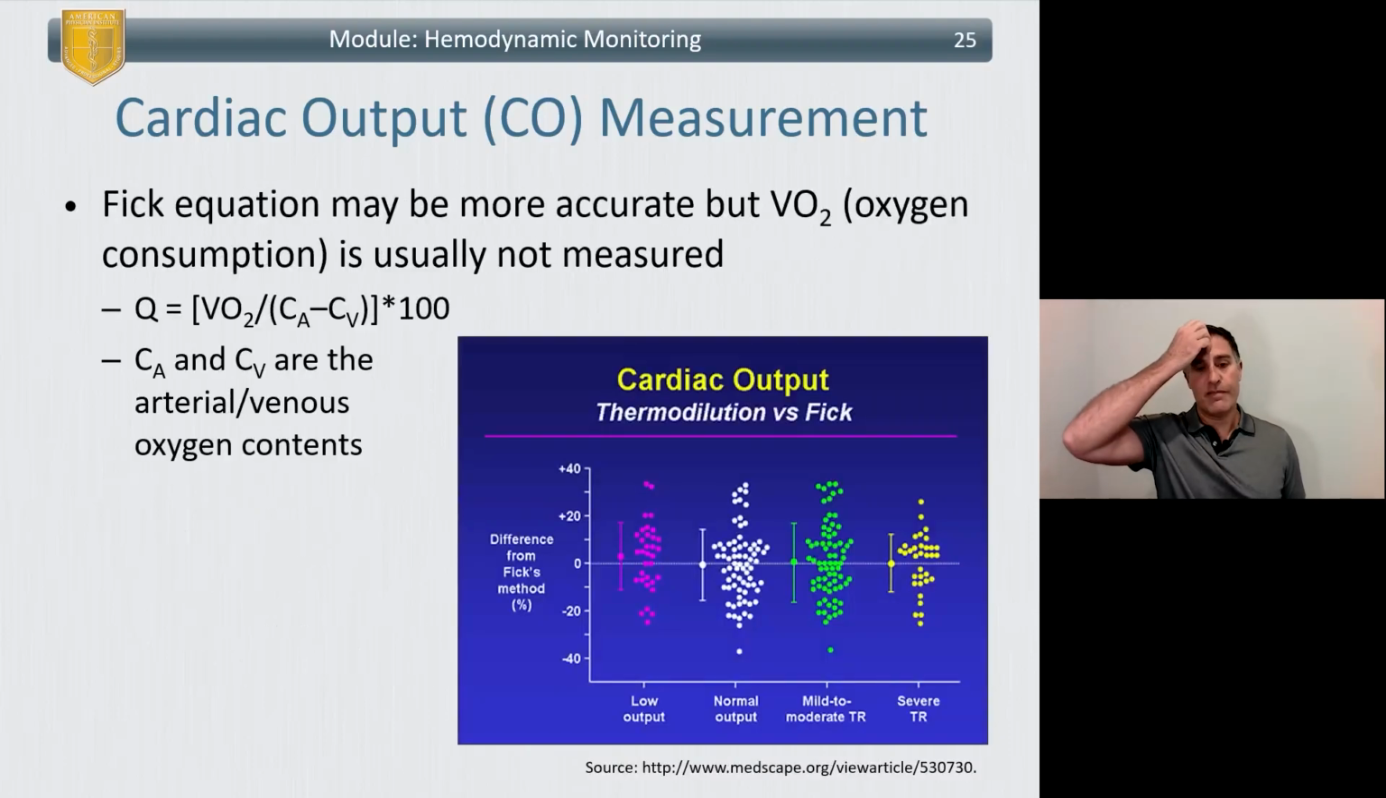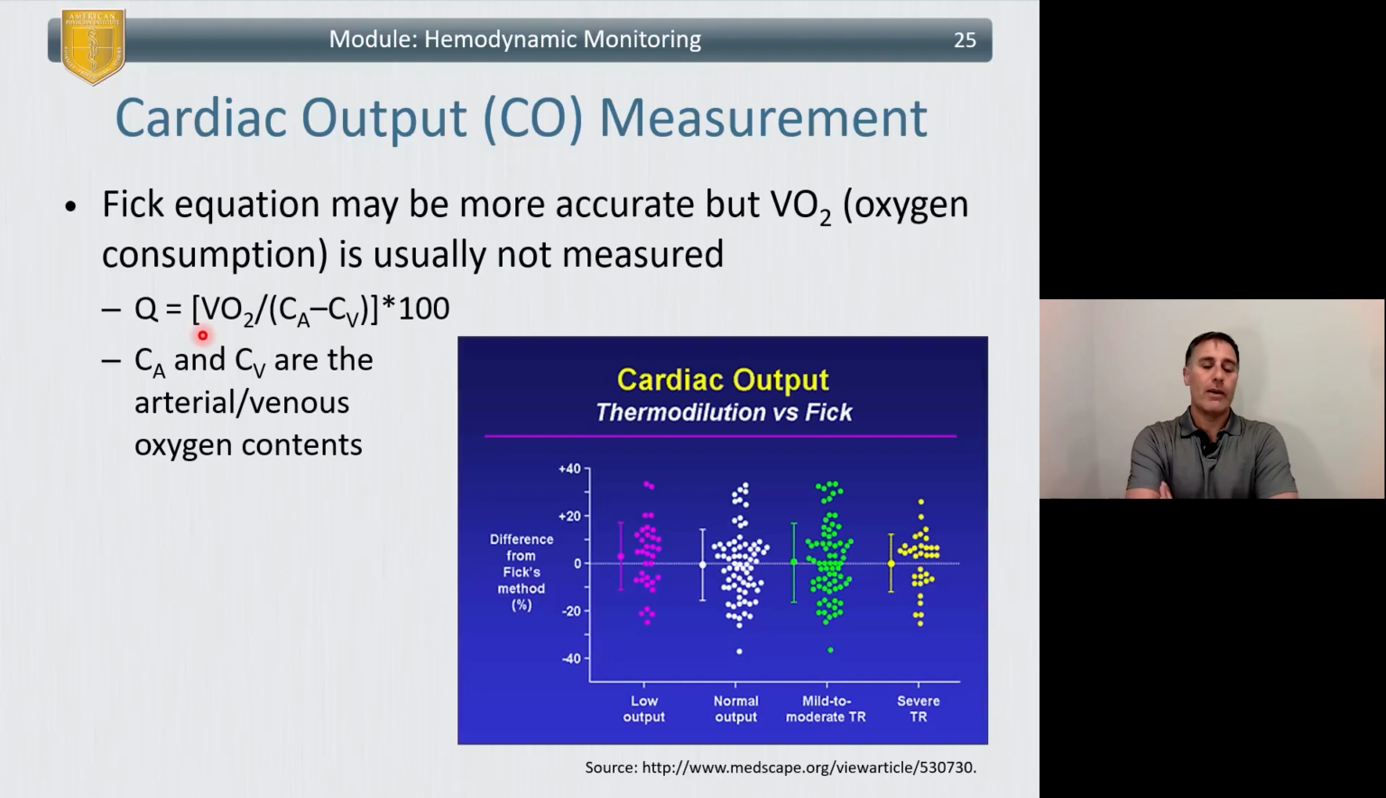The second way of measuring cardiac output is the Fick equation. And the Fick equation is based on the calculation that basically cardiac output, so Q in this setting, is based on the arteriovenous difference in blood. And if you take the oxygen consumption, which is what VO2 is, and divide by that arteriovenous difference, you can get a calculation of the cardiac output.